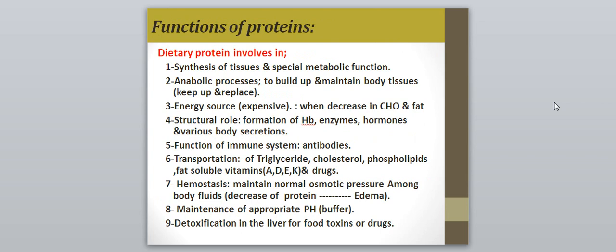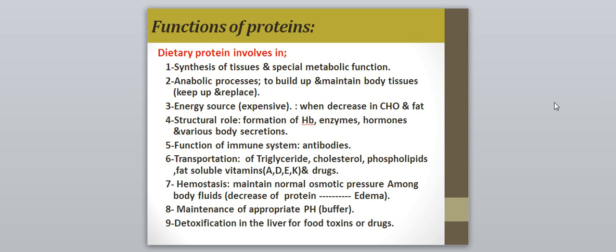So what's the function of protein? Protein is important for synthesis of tissue and special metabolic functions. It is found in dietary products. It also plays a role in anabolic processes to build up and maintain body tissue, to replace it, and to maintain growth. It is also an energy source, but an expensive one. When there is a deficiency in carbohydrate and fat intake, the body will use protein for energy. It also plays a role in structural formation, like formation of hemoglobin, enzymes, hormones, and various body secretions, and in immune function as antibodies for protection.